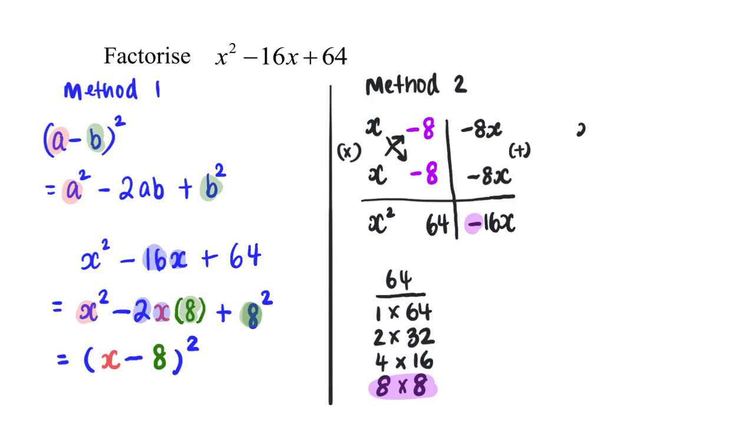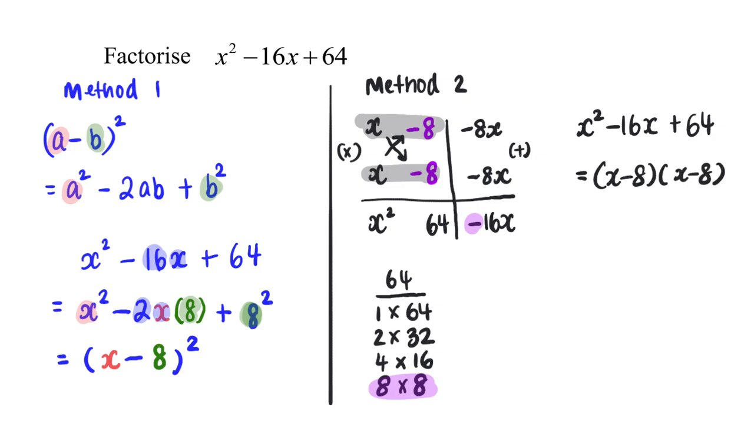And so the answer will be equal to x minus 8 times x minus 8. And because they are the same expression in the brackets, you have to write it as such, which is the same answer as this first method.